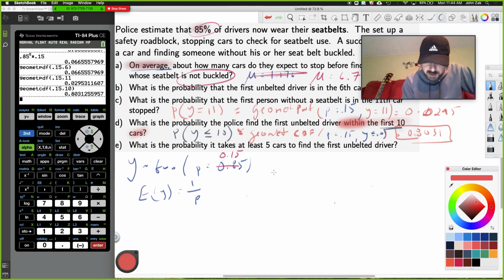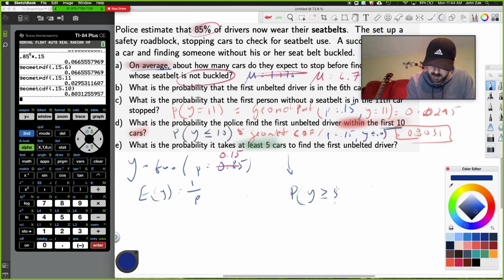And then finally, what's the probability it takes at least 5 cars? At least 5 cars to find the first unbelted driver. Well, the probability it takes at least 5. This is, again, a situation where we'll think about a CDF. For this particular problem, we'll say this is the probability that Y is at least 5. That'd be greater than or equal to 5, right?